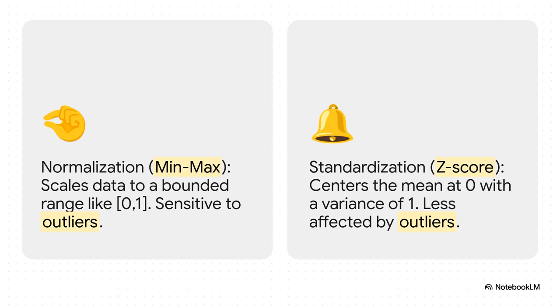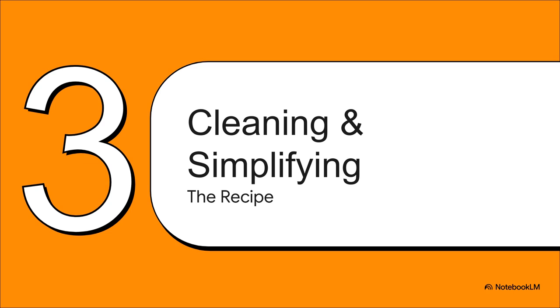This makes it way more robust against those extreme outliers throwing off the whole recipe. All right, so our ingredients are all properly scaled. The data chef's next job is to clean everything up. We've got to deal with any messy bits and maybe even simplify the recipe to make sure the final result is as clear and tasty as possible.